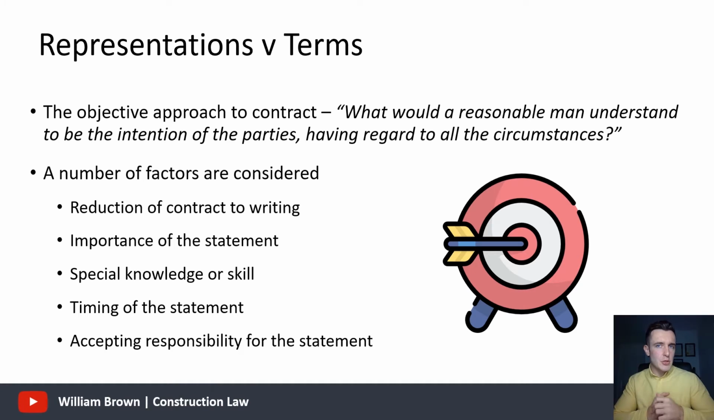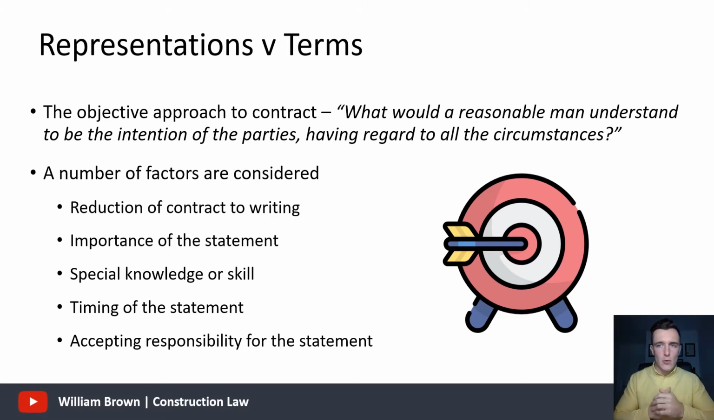So what we are now about to consider is the different factors that a court would take into account when determining whether or not a statement made pre-contract is a term, so a binding part of the contract, or a representation, something that is not a binding part of the contract. The ultimate aim of the court, and always to remind ourselves when we're looking at these 5 factors, is to determine what the objective intention of the parties was. So the 5 factors that we're about to consider are just used by the court to answer this first question.